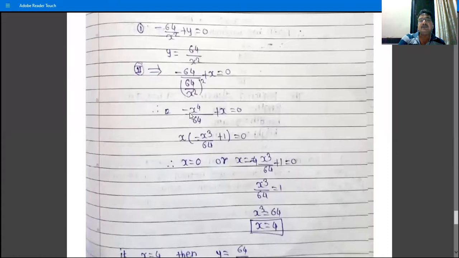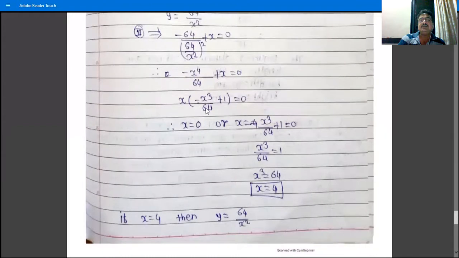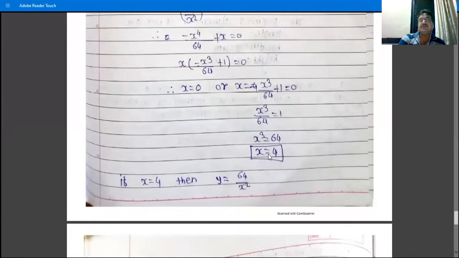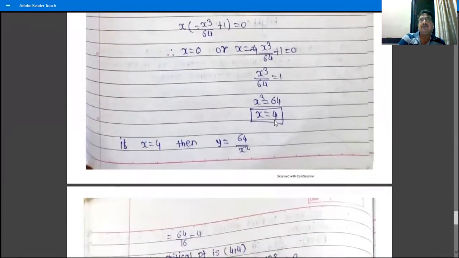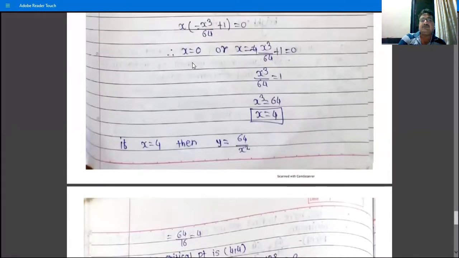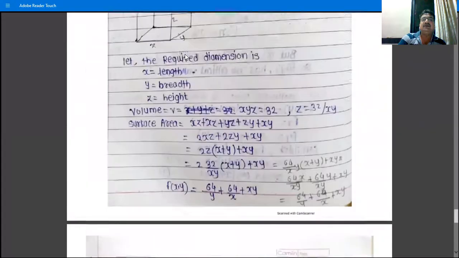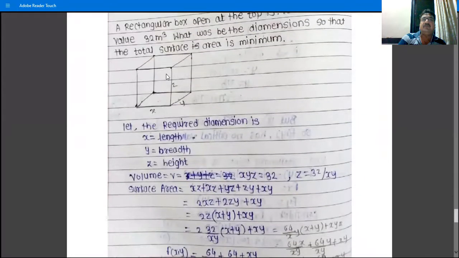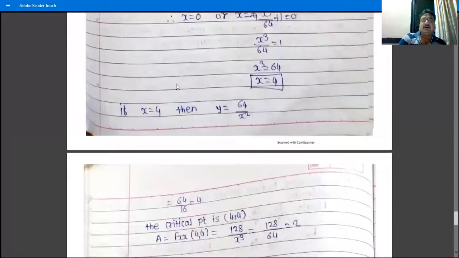After simplification, we have this, and taking x as common: x times (minus x cube by 64 plus 1) is equal to 0. That is, x is 0, or this bracket is equal to 0. This bracket equal to 0 gives x cube is 64, that is x is 64 raised to 1 by 3. The cube root of 64 is 4, because 4 cube is 64. And x is not equal to 0, because x is the length of the box, and length is not equal to 0.